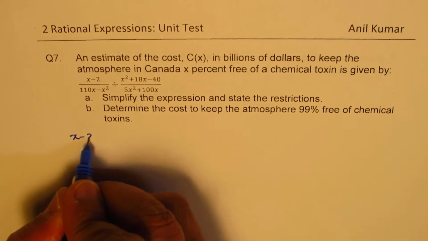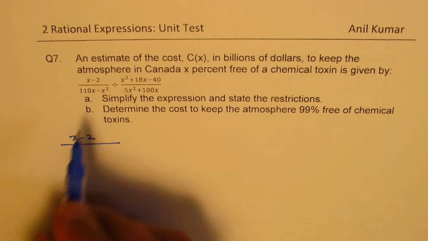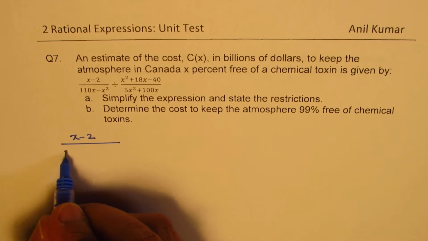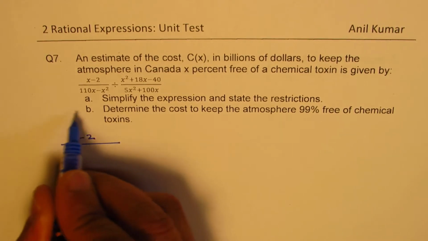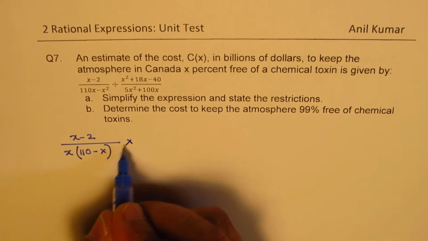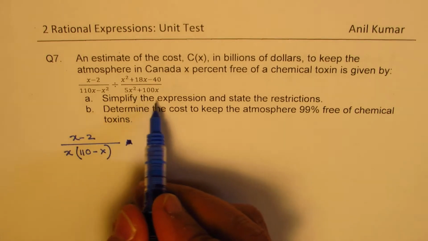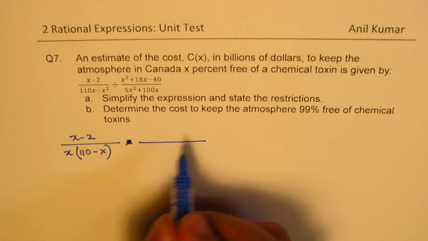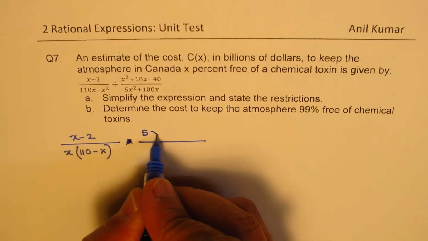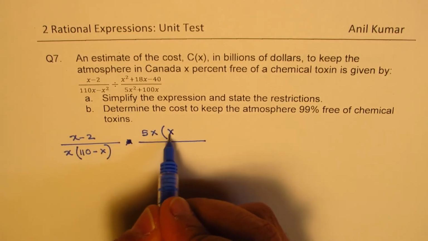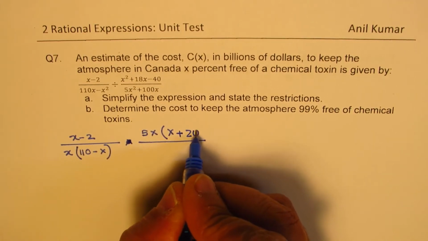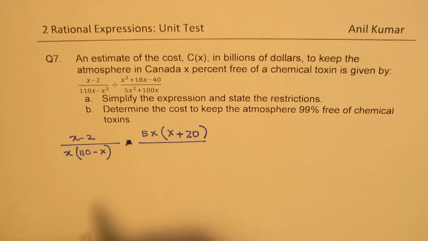So we have x minus 2 over 110x minus x squared. So I can take x common, right? So we take x common, and what we have is 110 minus x. Divided by, let's write multiplied as a product, and we'll flip this, right? So in the numerator, 5x squared plus 100x will be there. So I'll take 5x common, and I'm left with x. Dividing 100 by 5 gives me 20, right? And then x we have already taken as common.